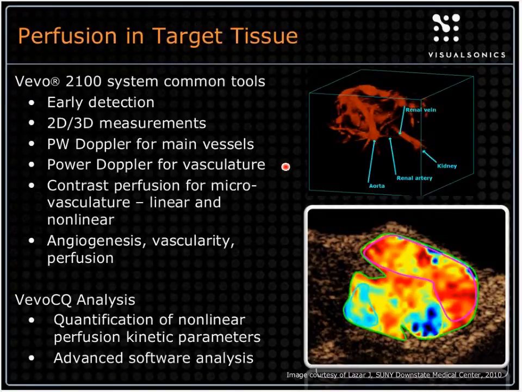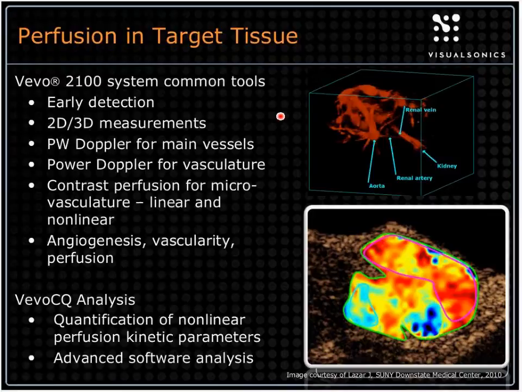Other modes, such as the Doppler modes, are for looking at vasculature and blood flow. We have an example here in the upper right of the slide of a 3D power Doppler. This shows the vasculature in and around the abdominal aorta, the renal artery.